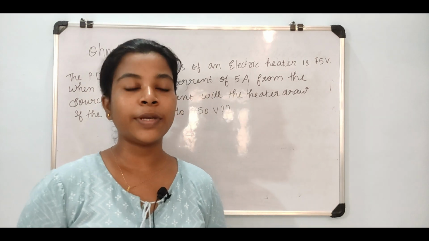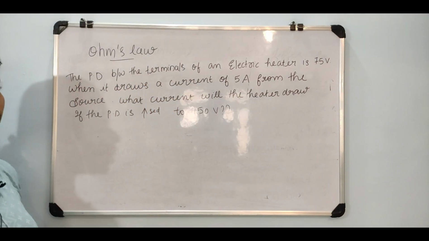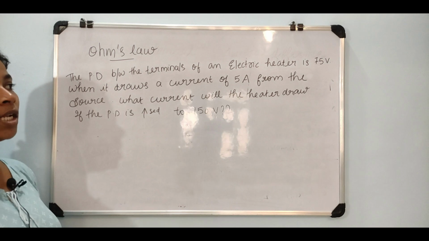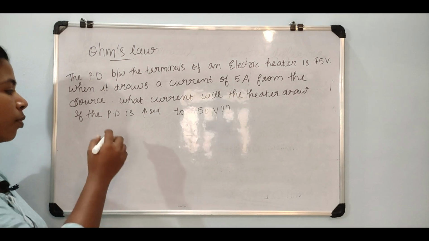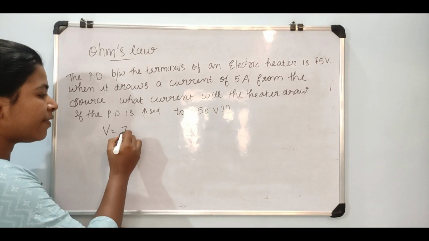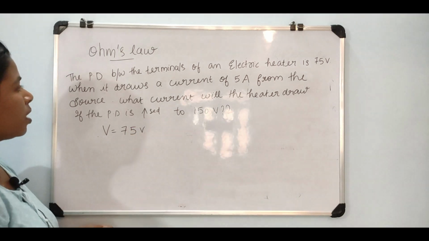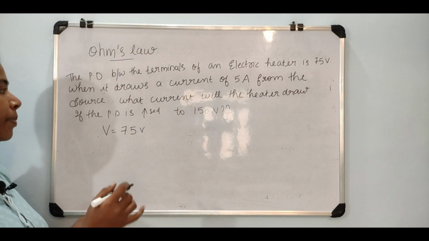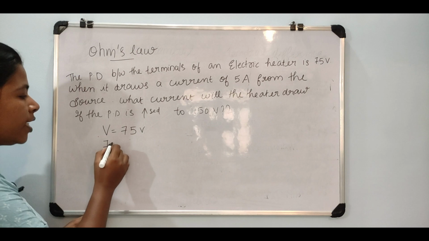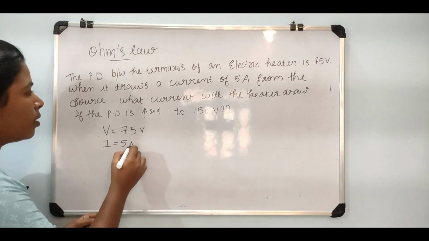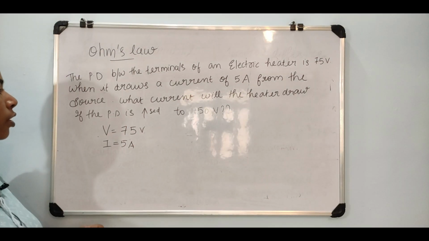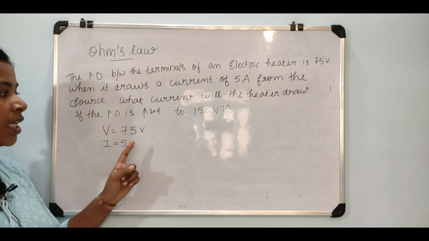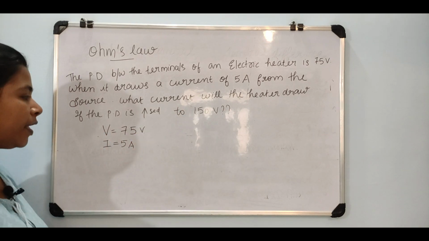So, let's solve a question. The potential difference between the terminals of an electric heater is 75 volt. So, V is given as 75 volt. When it draws a current of 5 ampere from the source, so current I is equal to 5 ampere. What current will the heater draw if the potential difference is increased to 150 volt?